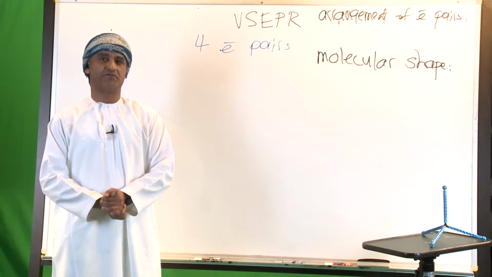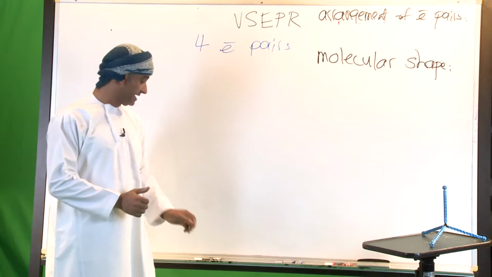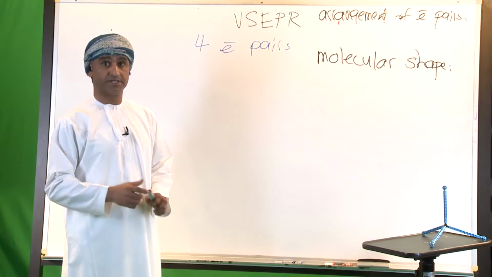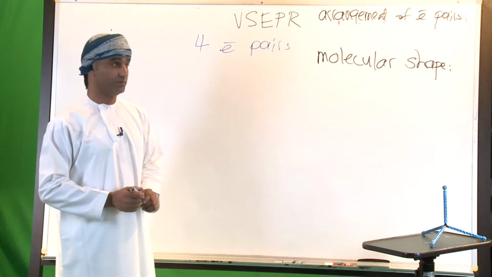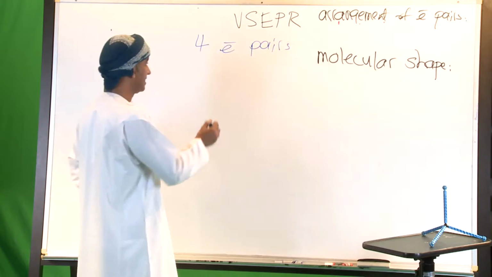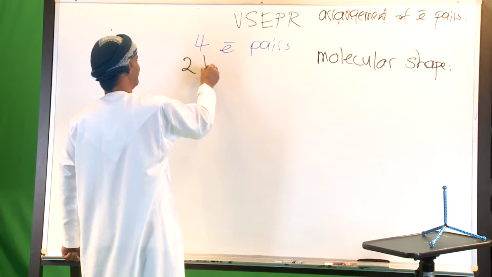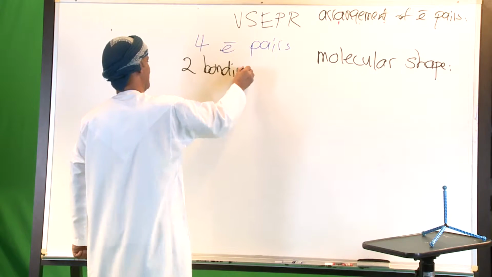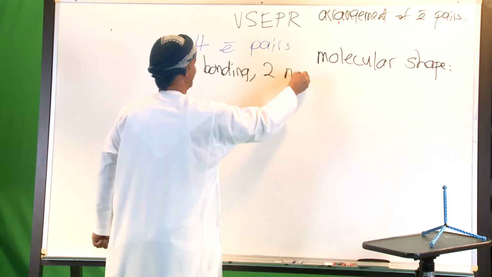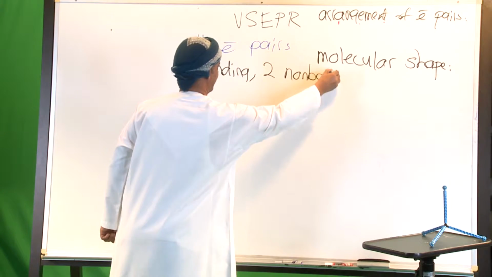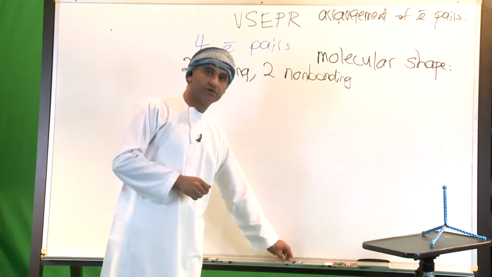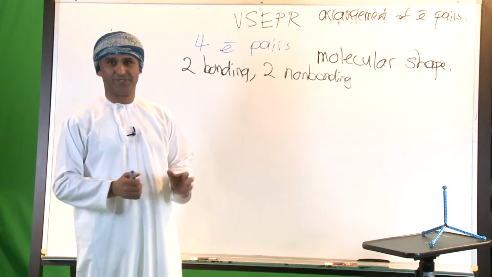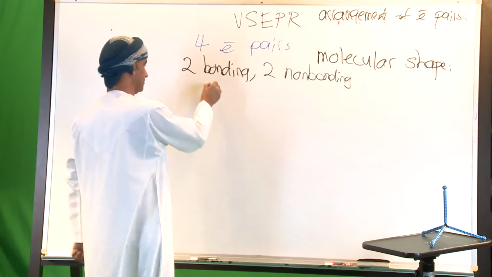Continuing our discussion of a 4-electron pair case, let's take an example where the number of bonding pairs is 2 and the number of non-bonding pairs is also 2. So a 4-electron pair case, 2 bonding, 2 non-bonding. And a typical example of this category would be water, H2O. So that's water.